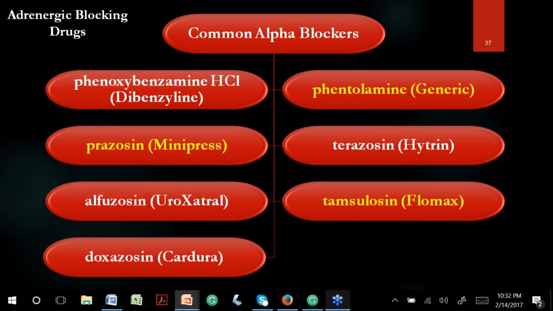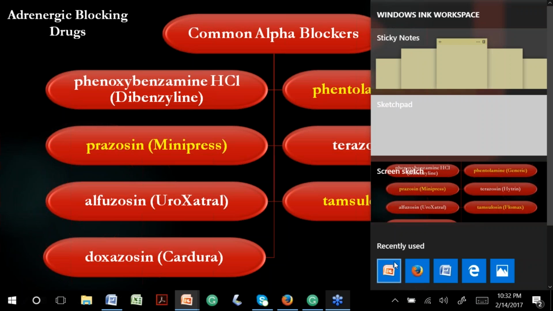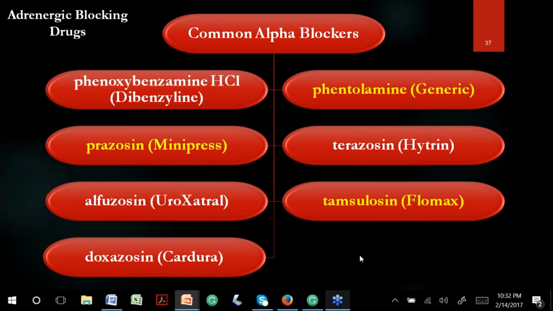Okay. We have two types of alpha blockers: the non-selective and the selective. The non-selective, please, you can write down in your PowerPoint, is phentolamine. You can see it on the screen. Phentolamine. I cannot write it down because I don't have the pointer. Oh, let me see. No, I don't have it.